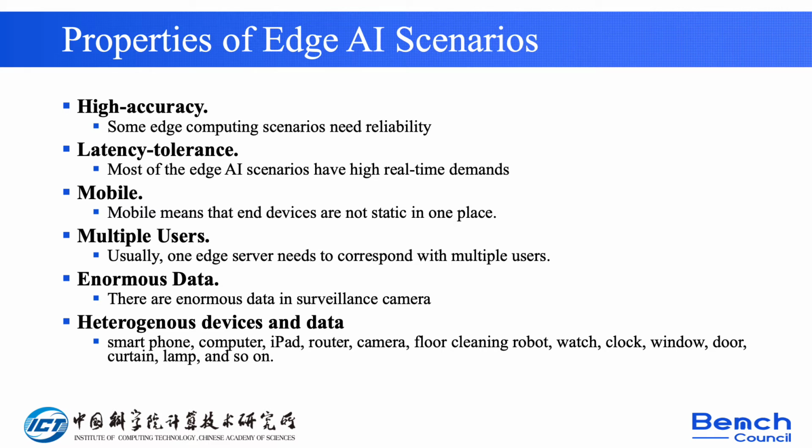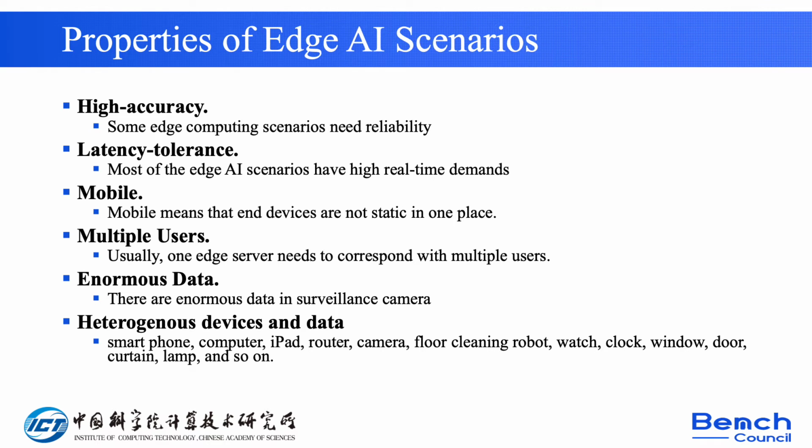And mobile means that end devices are not static in one place. Mobile edge computing is a crucial technology and architectural concept in edge computing. In our four scenarios, autonomous vehicle is a typical scenario using mobile edge computing technology. In a MEC scenario, keeping network connection and stable state transition are two fundamental problems required to be solved.